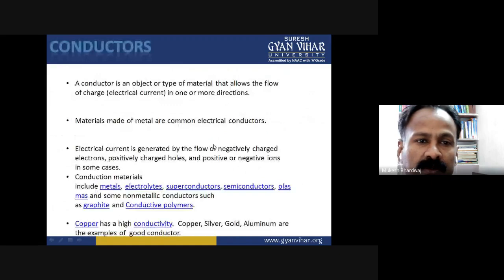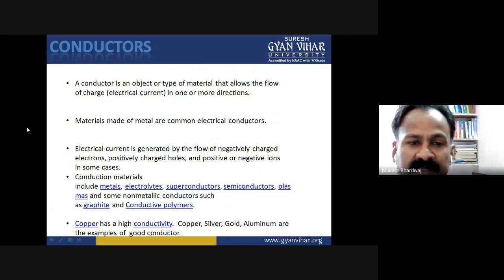A conductor is an object or type of material that allows the flow of charge in one or more directions. Materials made of metal are common electrical conductors. Electrical current is generated by the flow of negatively charged electrons, positively charged holes, and positive or negative ions in some cases. Conduction materials include metals, electrolytes, superconductors, semiconductors, plasmas, and some non-metallic conductors such as graphite and conductive polymers. Copper has high conductivity. Copper, silver, gold, and aluminum are examples of good conductors.